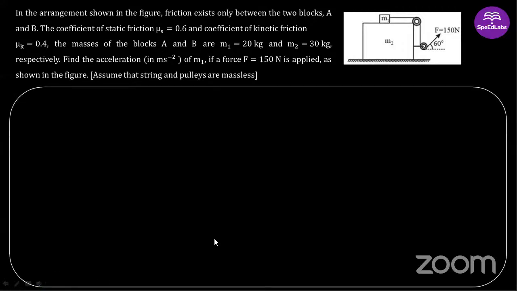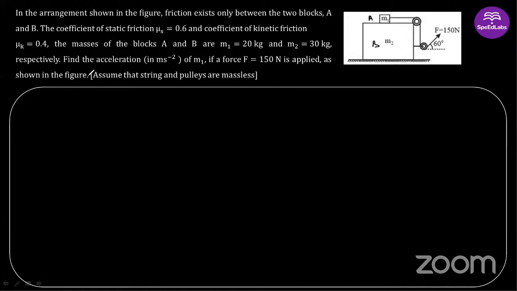Next question is, in the arrangement shown in the figure, friction exists only between two blocks, capital A and capital B. Okay, so 1 second. They haven't shown blocks A and B. Where is block A? Okay, I think only these blocks. There are two blocks. They are saying coefficient of static friction mu s is 0.6 and coefficient of kinetic friction mu k is 0.4. The masses of the blocks are M1 is 20, which is like top block is A and the bottom block is B. So this one is basically 20 kg and this one is 30 kg.